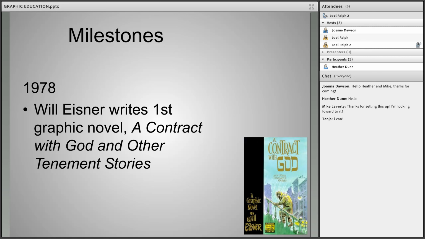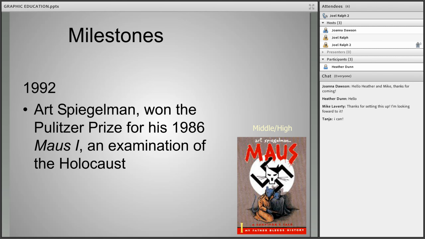The graphic novel that really brought the form into the spectrum of being a respected form of literature is Maus, and I'm sure some of you may have read Maus before. It won the Pulitzer Prize in '92. The graphic novel came out in '86, and if you haven't read it, it looks at the Holocaust using cats as Nazis and mice for Jewish people, and it's an incredible graphic novel.